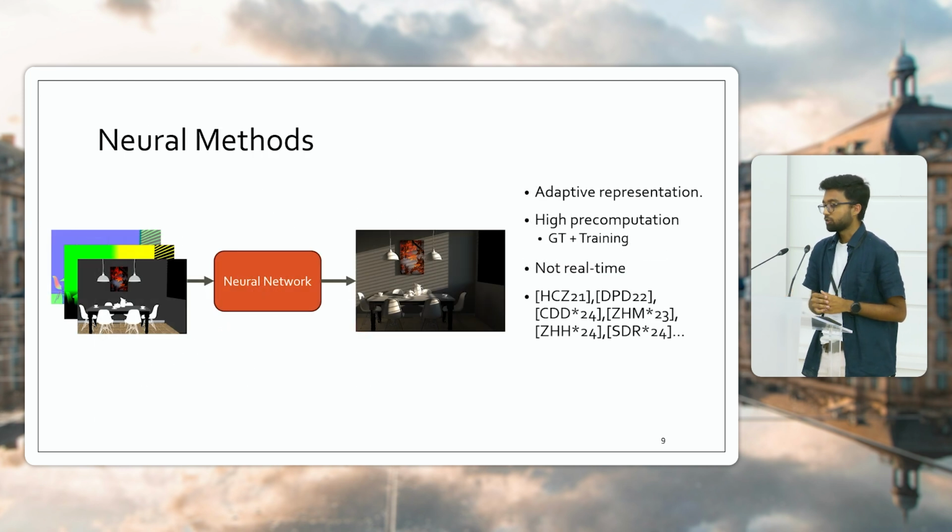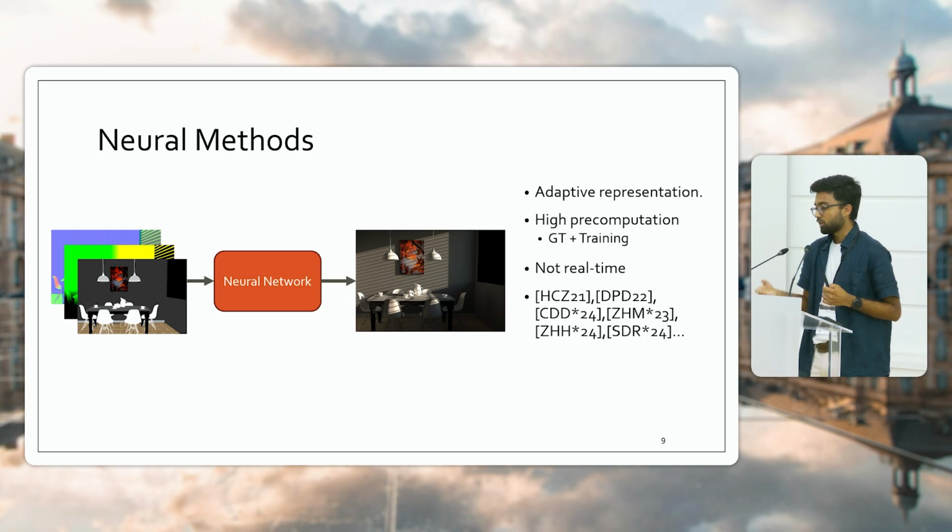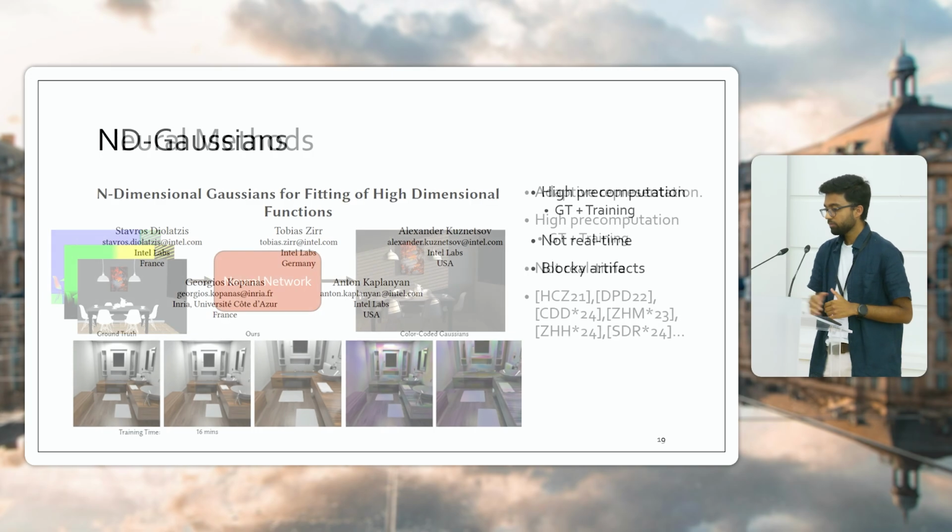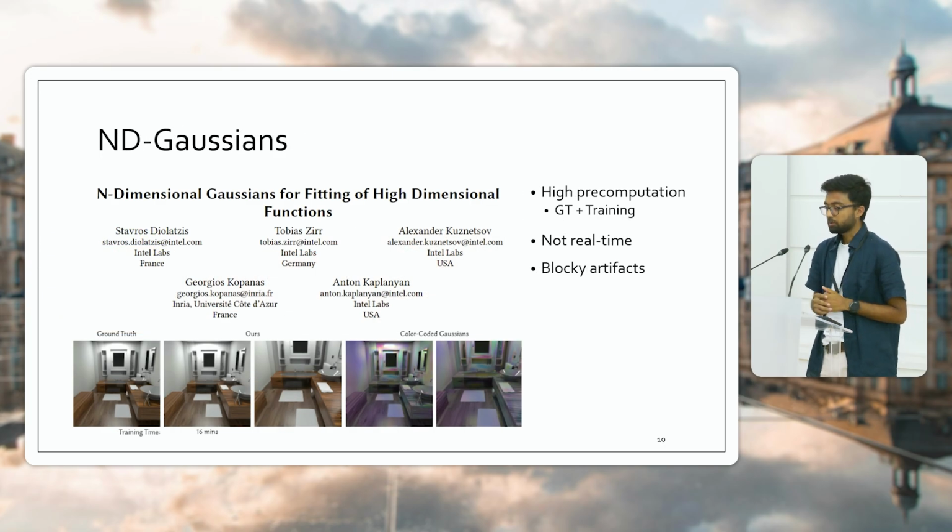Recently, with the advent of neural networks, neural methods have been applied for the same. They usually work by taking the G-buffers as the input, and they are trained per scene. These still have quite a lot of pre-computation time, and they are not real time to render. An explicit representation was also proposed, which also has high pre-computation time, is not real time to render, and has some artifacts.